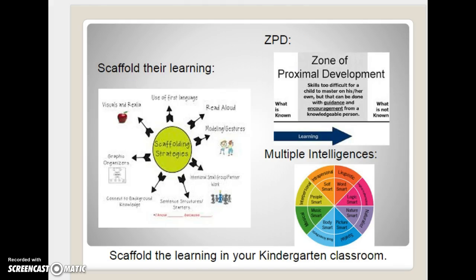Scaffolding strategies help to build connections through learning. They include story starters, visual organizers, and anchor charts. You've got graphic organizers, modeling, acting out stories, and working with a partner. When we look at your ZPD, or Zone of Proximal Development, what it's looking at is the difference between what a learner can do without help and what he or she can do with help and support. When we look at Howard Gardner's theory on multiple intelligences, there are 8 different types of intelligences, and these intelligences guide the way we learn and process information. Very important to keep in mind as you differentiate your instruction in your classroom.